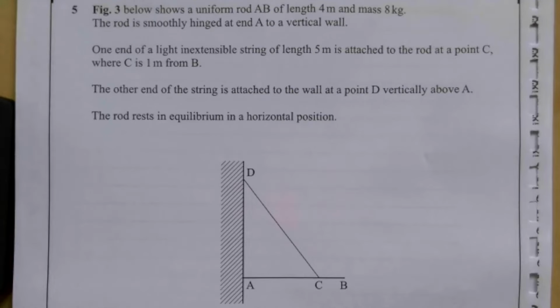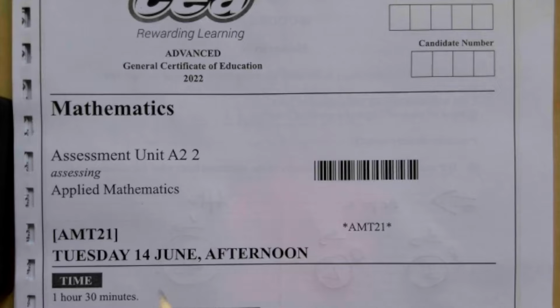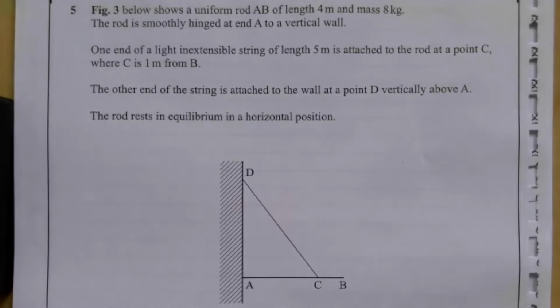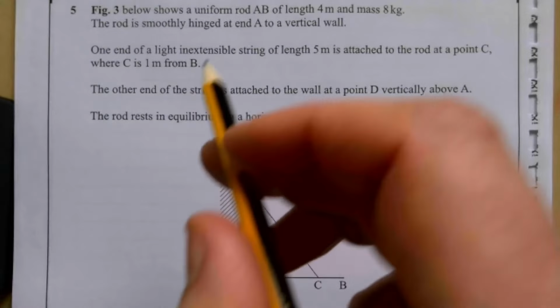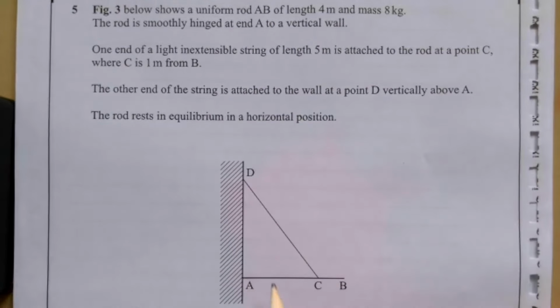This is a CCEA A2 Applied Maths paper, and this is question 5, a question on moments. Just to show which paper we're on, we're in June 2022. Figure 3 shows a uniform rod AB of length 4 meters and mass 8 kilograms. So we're going to have 8g acting down there.